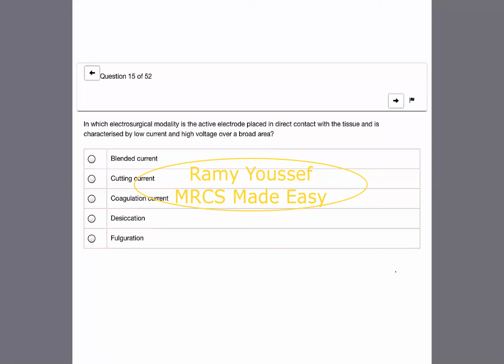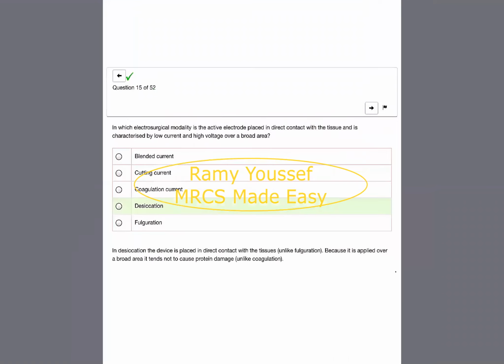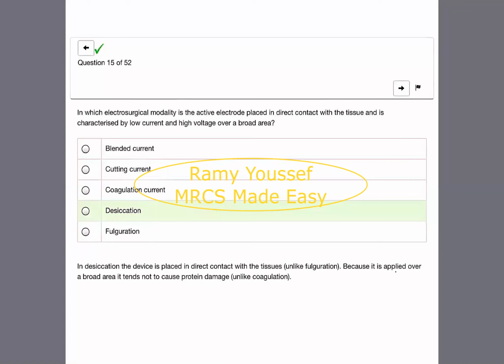In which electrosurgical modality is the active electrode placed in direct contact with the tissue and characterized by a low current and high voltage over a broad area? Blunt current, cutting current, coagulation, or dissection? Direct contact means dissection. I think it's easy, as we discussed last time. Yes, exactly.